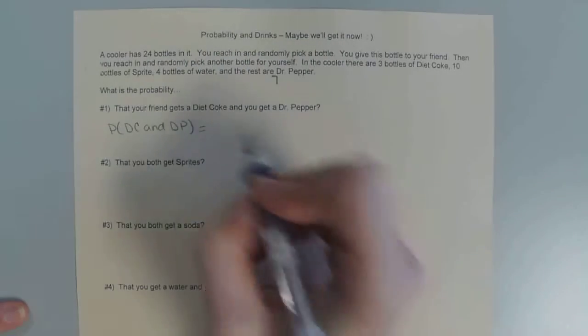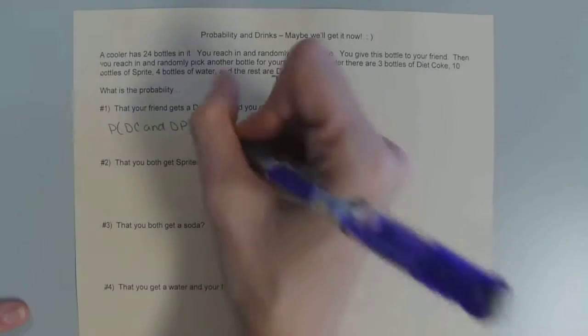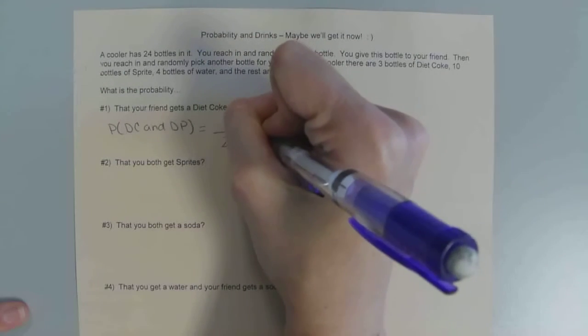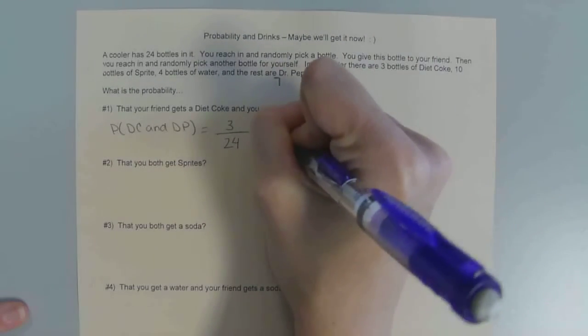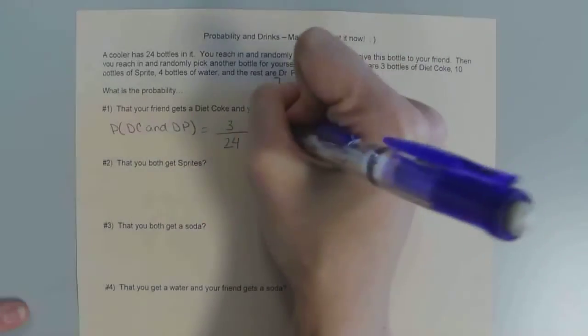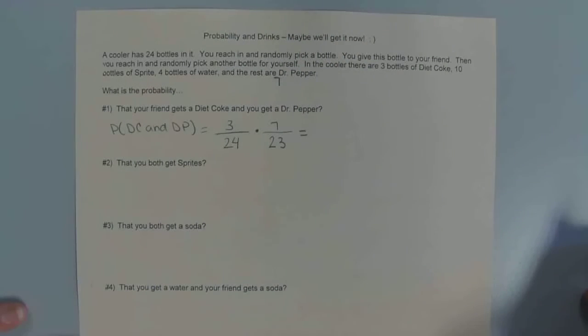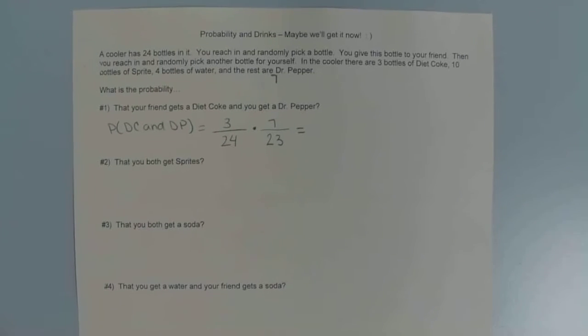So I just asked you, how many total bottles do we have to choose from initially from the cooler? 24. Is everyone okay with that? And we are worried about getting a Diet Coke first. So how many Diet Cokes are there to pull? 3. Now that we pulled that Diet Coke, how many bottles are there? 23. And how many of them are Dr. Peppers? 7. So then you would multiply those. Is that okay if we don't worry about multiplying them? I just want to get the setup, okay, because this won't be for a grade.